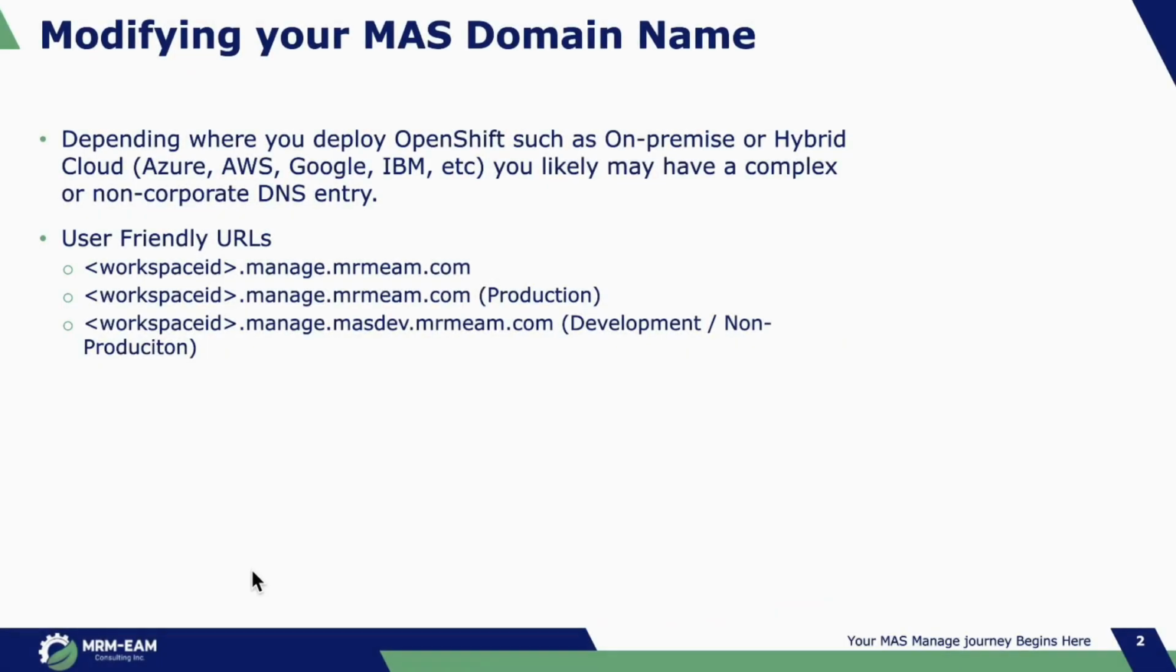In today's Maximo Coffee Break, we're going to be talking about how you modify your MAS domain name. Depending on where your MAS managed deployment is, whether it's on-prem or in a hybrid cloud platform such as Azure, AWS, Google, or IBM, you may have a non-standard or non-organizational domain name. Typically, this might be .microsoft.com or .aws.com.